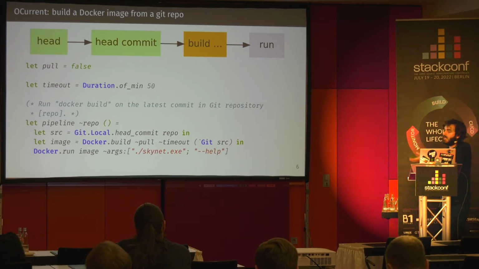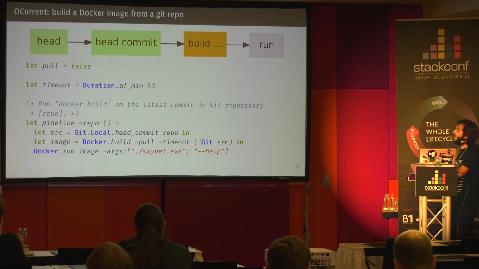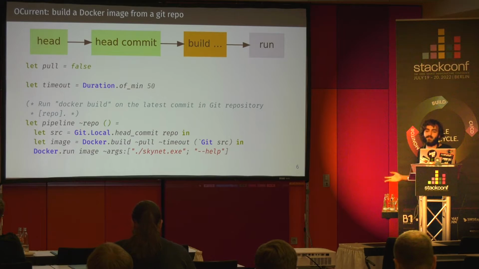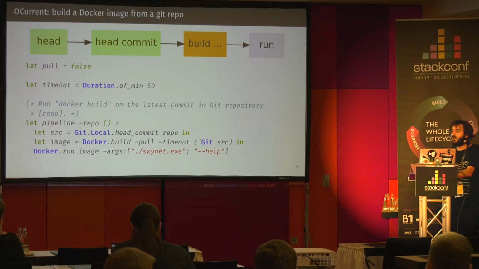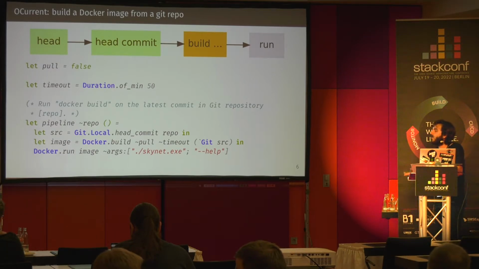So the Docker build will build with the Dockerfile, and then this image will be fed into the next build stage. So the Docker run, which will run whatever is inside this image. This is just a little snippet of code. I find it very readable, and then we have a nice graph of the whole pipeline, the computation. So we can see which build stages have succeeded, which ones are running, or failed, or haven't yet been executed.